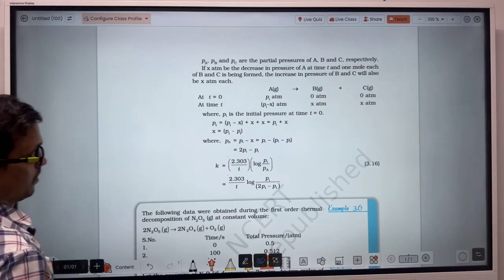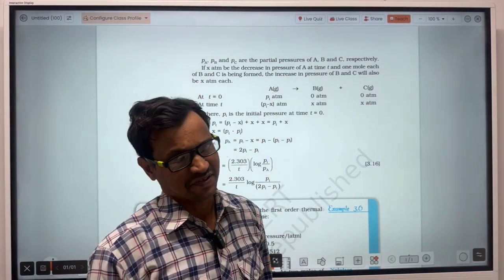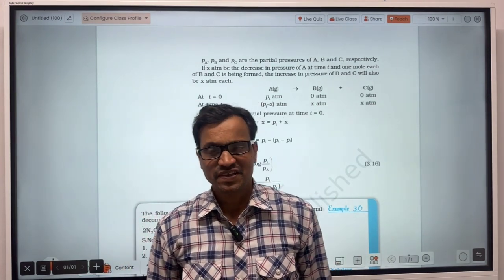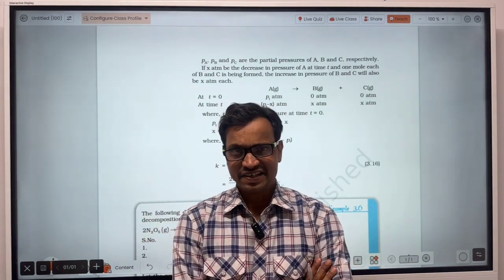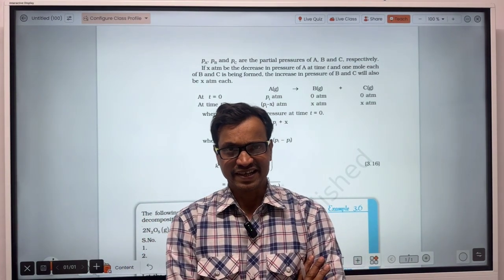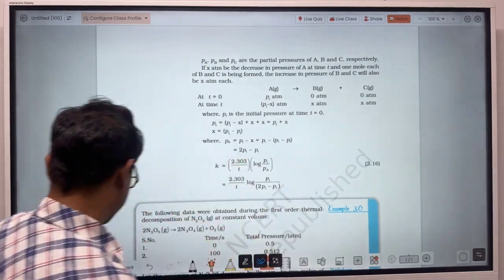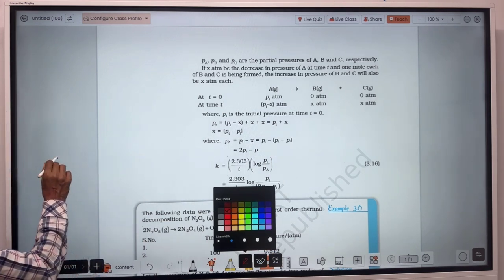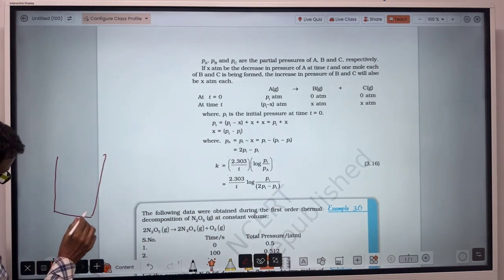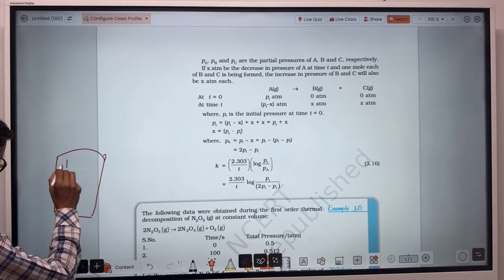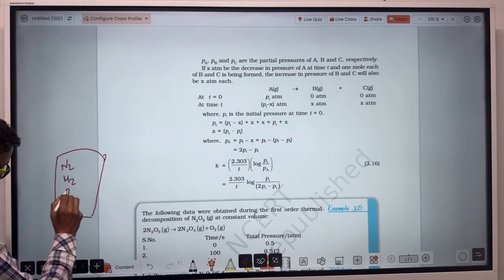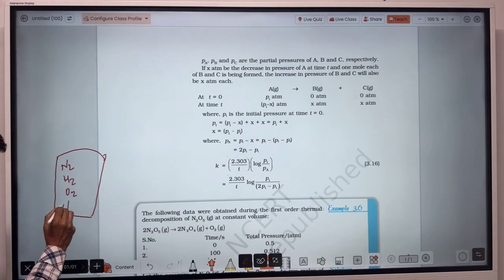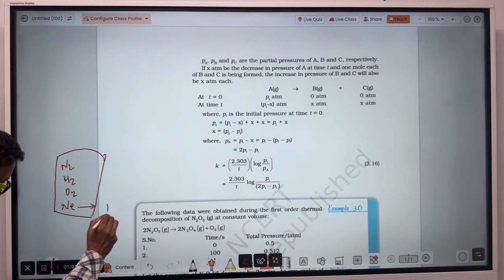Firstly, listen: partial pressure. What is partial pressure? Partial pressure is the pressure exerted by the individual gas. Suppose there is a container, and this container is closed. In it there is nitrogen, hydrogen, oxygen, neon. The pressure exerted by the neon will be called the partial pressure of neon.